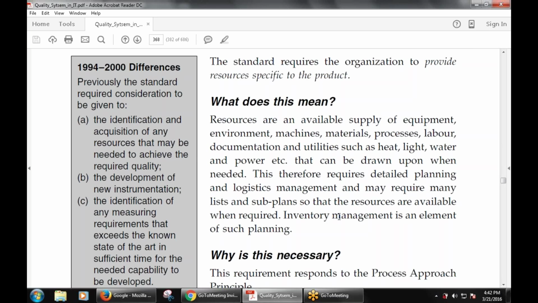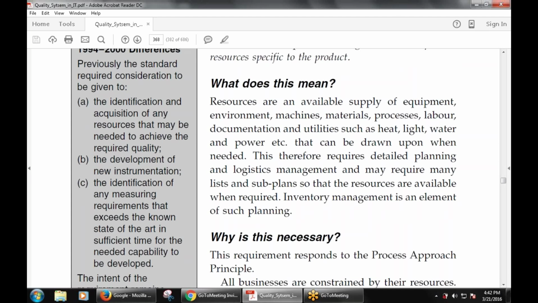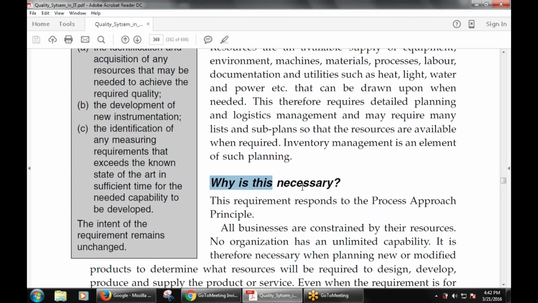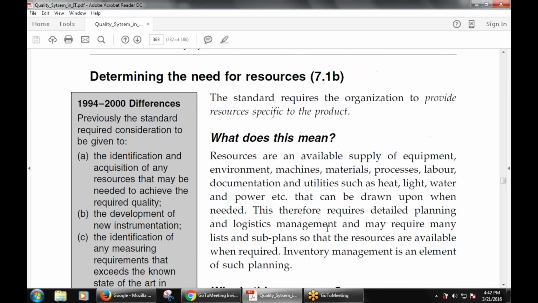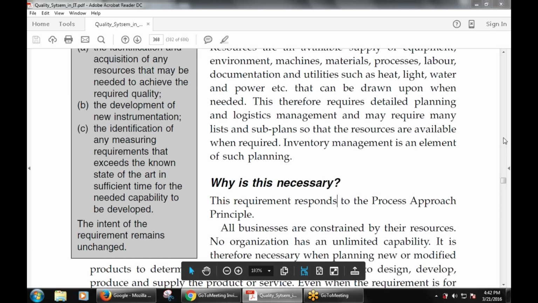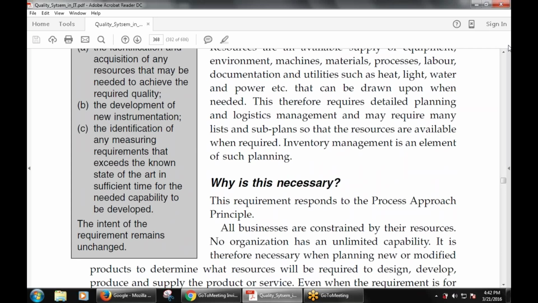So inventory management is an element of such planning. Whatever the planning that is available, it is required with inventory management. Why is it necessary? That leads to the process control principle. There is a process approach principle that is required for the resources, a need for the resources to make the data available.